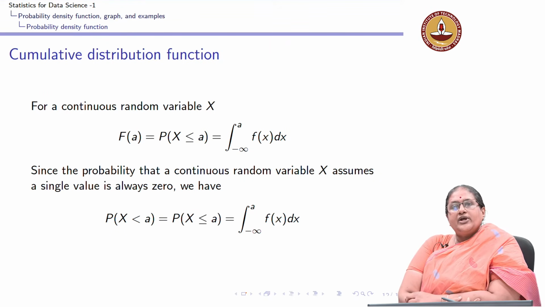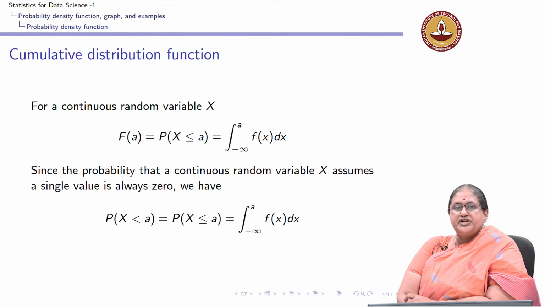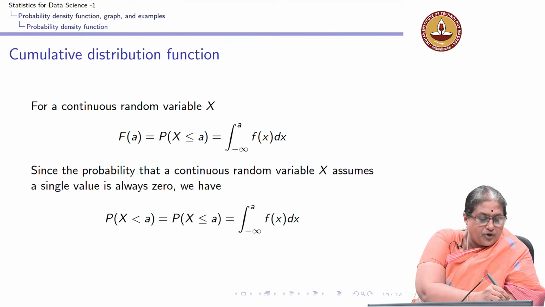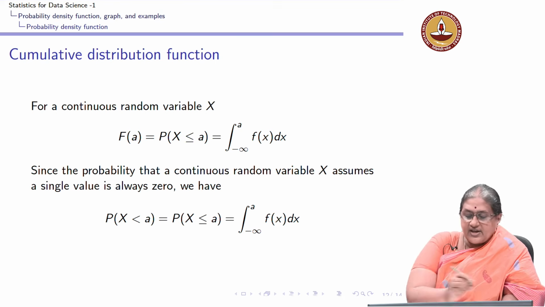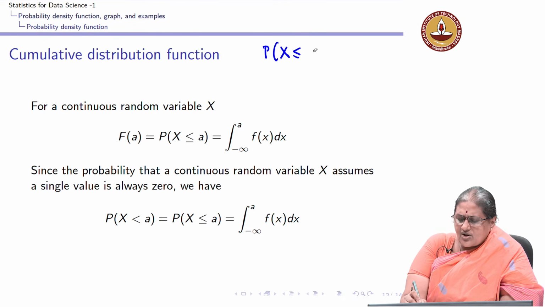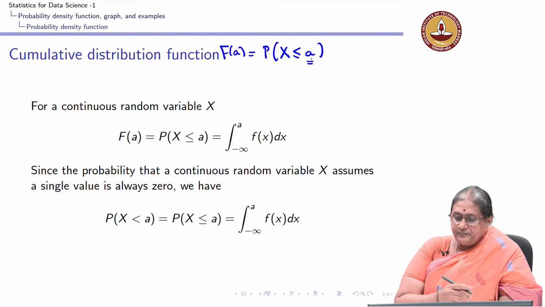Now, what is the cumulative distribution function of a continuous random variable? We will just introduce the definitions, and then we will look at specific examples to compute the same. Recall the cumulative distribution function is what we defined as probability of x is less than or equal to some point x or a. I defined this as F(a), and this was defined for all the points on the real line.